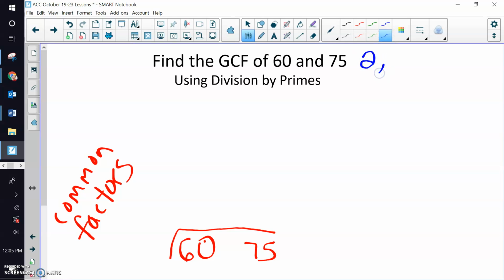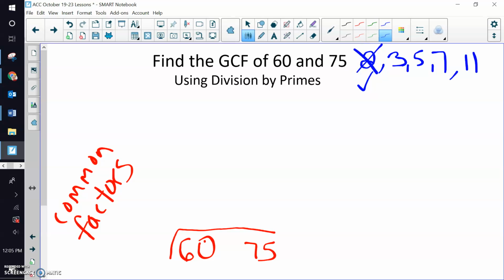We're going to think about 2, we're going to think about 3, 5, 7, and rarely do we have to go past 7, but we might. 11, that would be next. So 60 and 75. Well, are they divisible by 2? Nope. 75 is not divisible by 2. It is not an even number. 60 is, that's great, but we have to find something that is divisible by both 60 and 75. So not 2, we're going to cross that off.